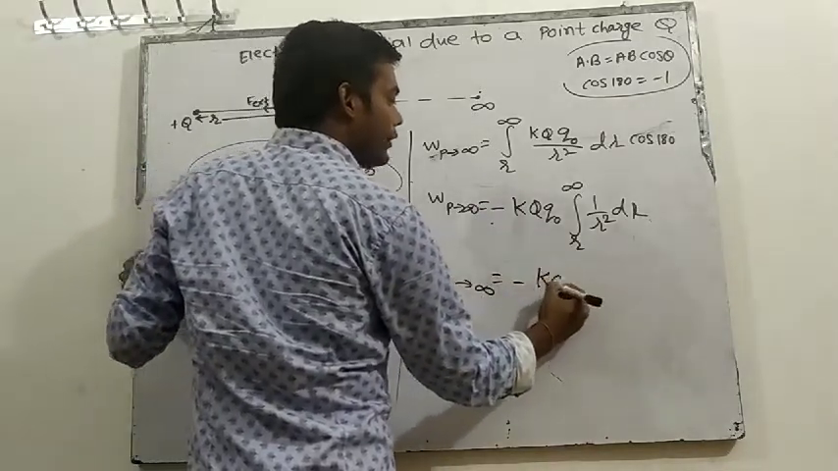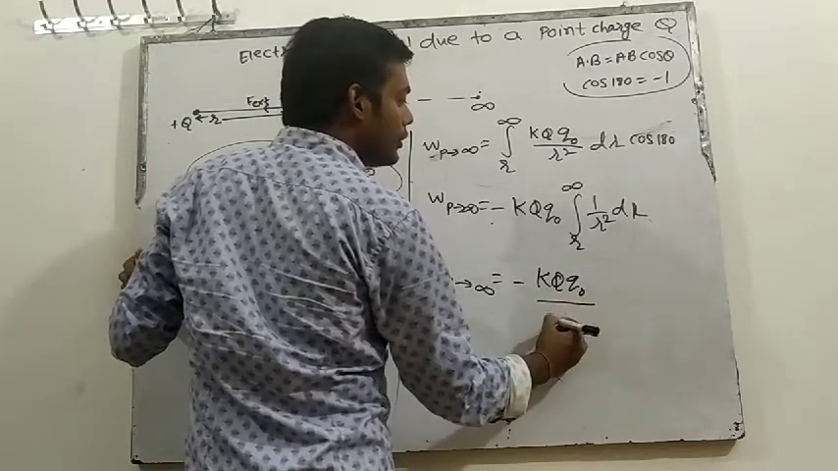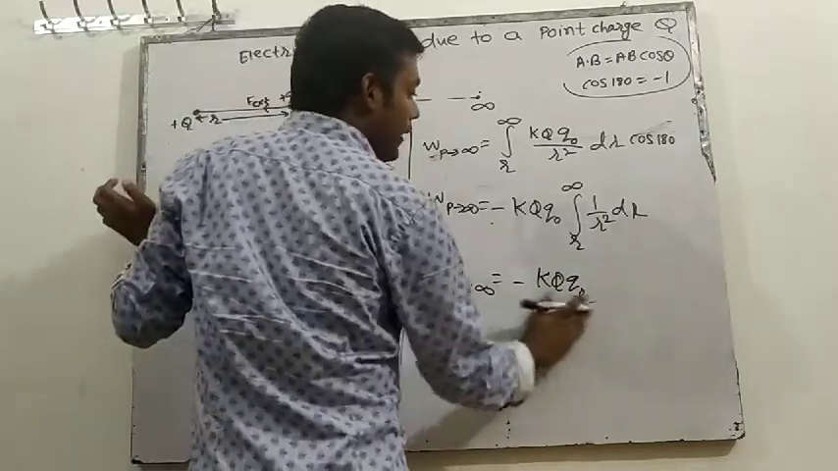minus K Q1 Q naught, and this will be equal to C.